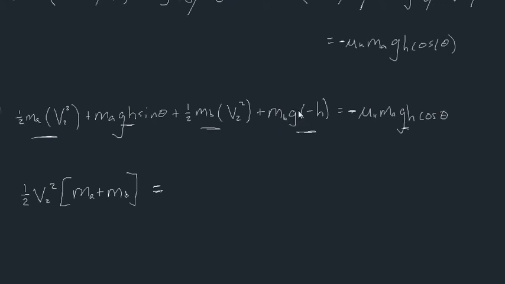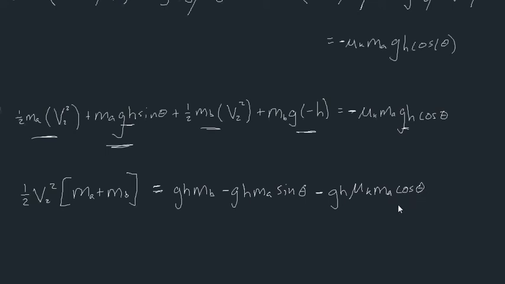I'm going to leave this term, which will now be positive because this is minus h, so that'll be gh mb. Minus, and now I'm going to bring this term across. It's going to be minus gh ma sine theta, and of course you still have this term on our right hand side, so that's just going to be minus gh mu k ma cos theta.